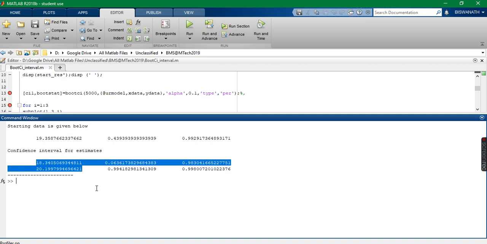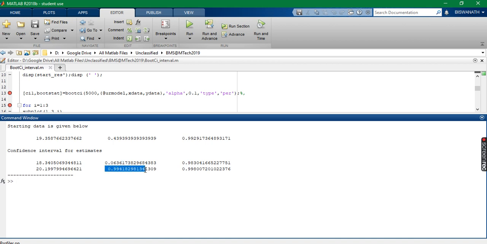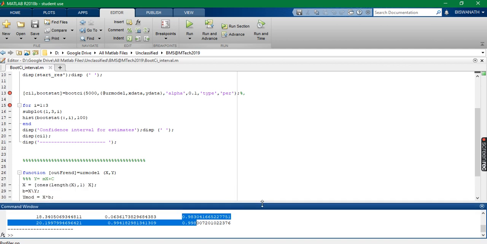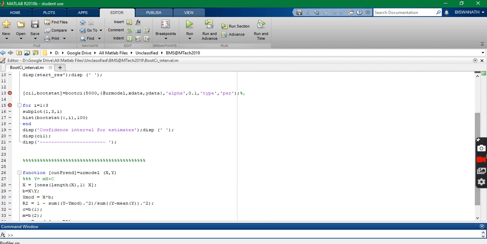That means we can be 95%, for example here 90%, sure that the slope will be within 18.34 to 20.19, and similarly intercept will be within 0.06 to 0.99. This distribution is really big, and R square value is essentially from 0.98 to 0.998. So this is the confidence for all our estimated values. Hopefully you understood this case, and we can use the same process, maybe in a biological system model, also for parameter estimation.